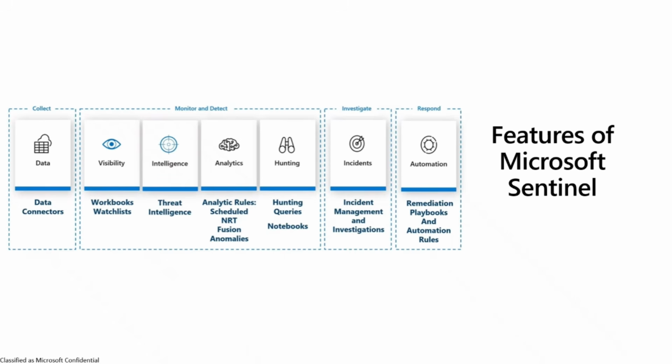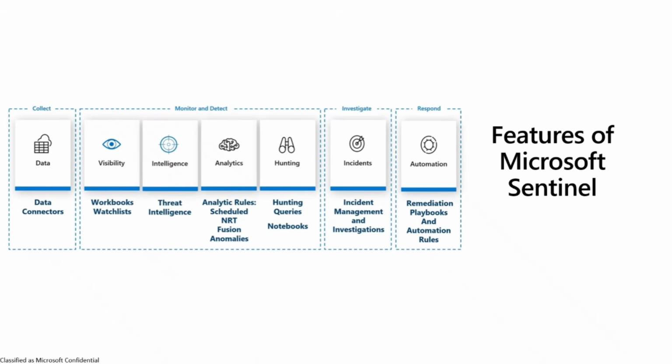Then we have monitor and detect. Here we have different options such as workbooks, watchlists, analytic rules, hunting queries, and notebooks. Let's look into what these are. Workbooks provide visual dashboards to monitor trends, rule hits, traffic patterns, and security posture.